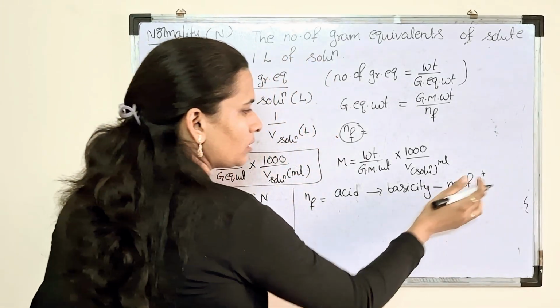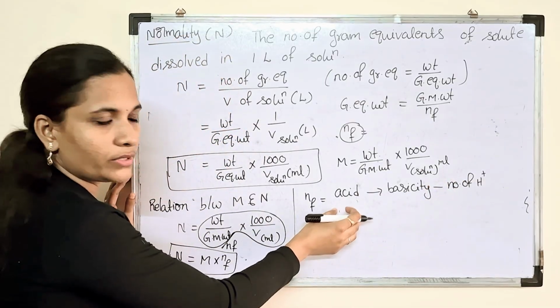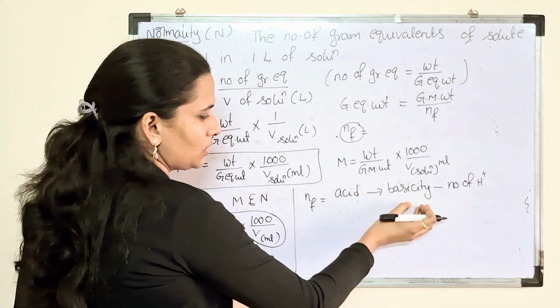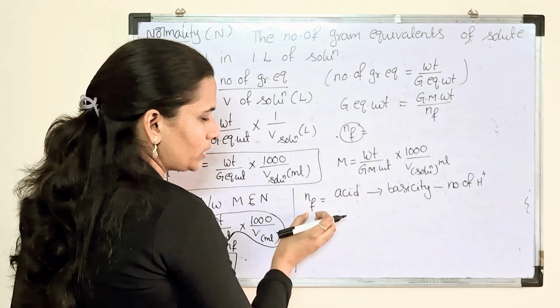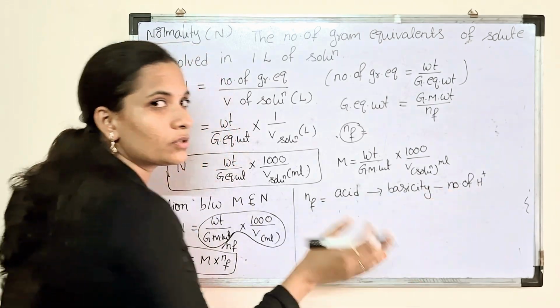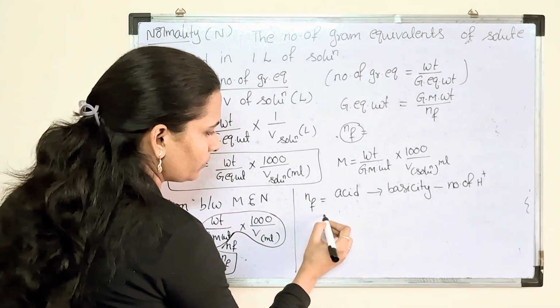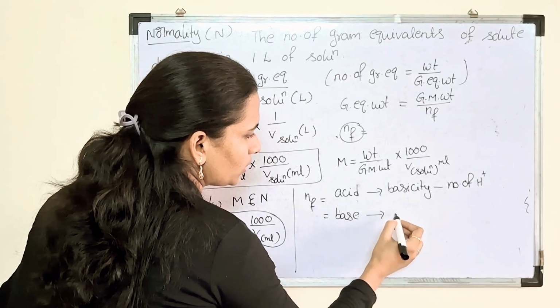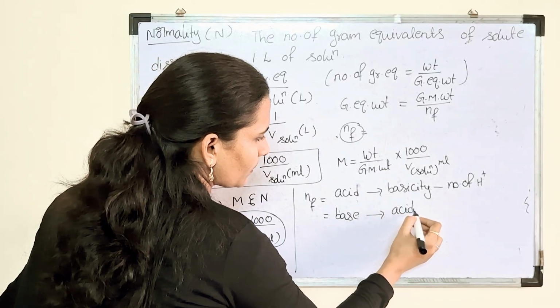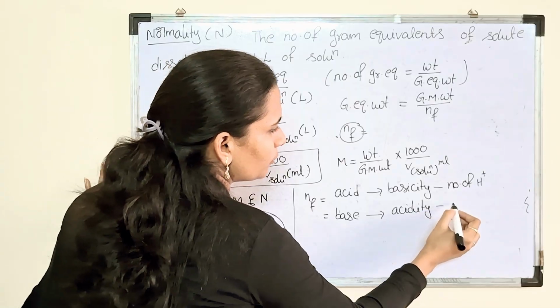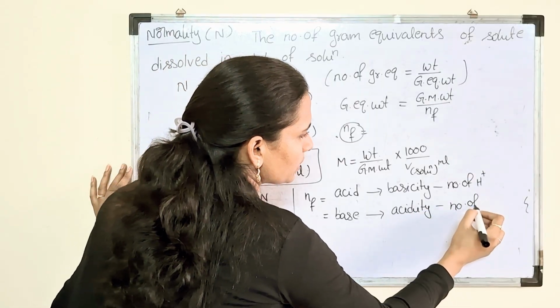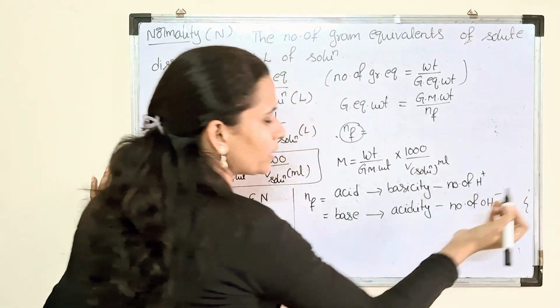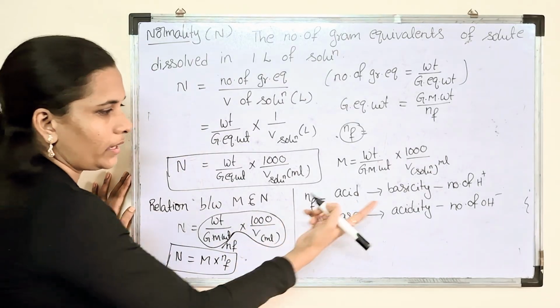For an acid, if the given solute is an acid, the n factor is equal to its basicity. So what is the basicity? It means the number of H plus ions replaceable. Next, if the given solute is a base, then the n factor is equal to its acidity. So what is the acidity? The number of OH minus ions replaceable. So that is the n factor for a base.